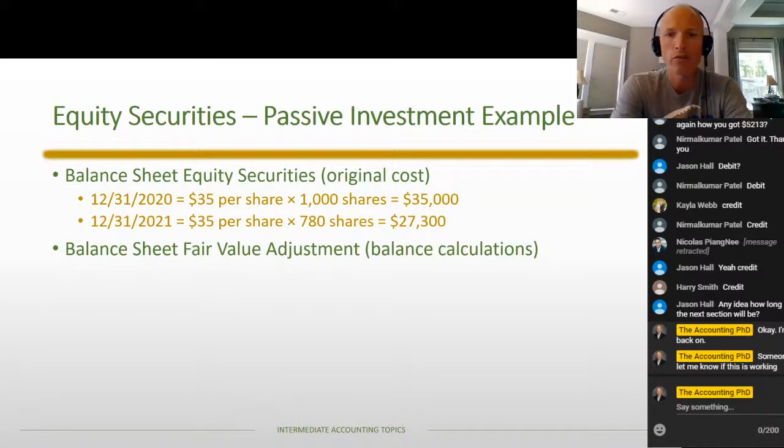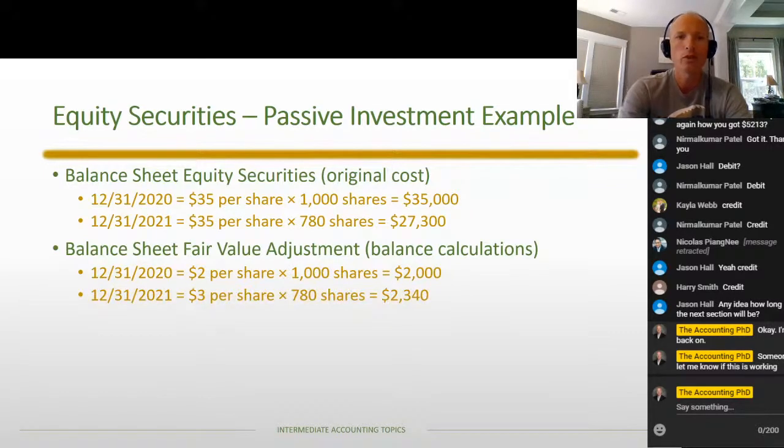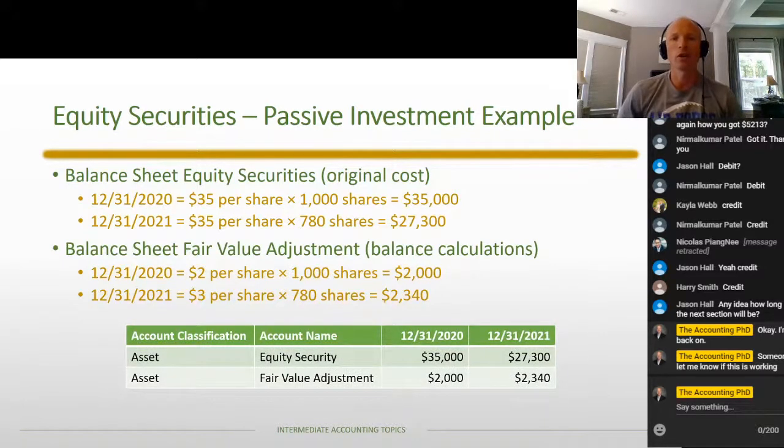The balance sheet for the fair value adjustment account, again, we have to think about the balance that we calculated. And so the balance on 12/31/2020 is $2 per share, again 1,000 shares, for a total of $2,000. On 12/31/2021, the balance in the account is $3 per share, and at that time we hold 780 shares for a total account balance of $2,340. And so on the balance sheet, under the assets, we have the equity securities, and we would have the fair value adjustment account.